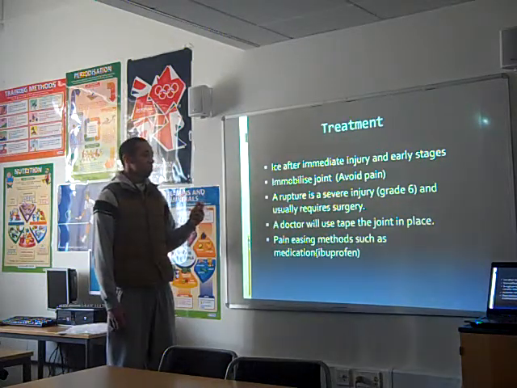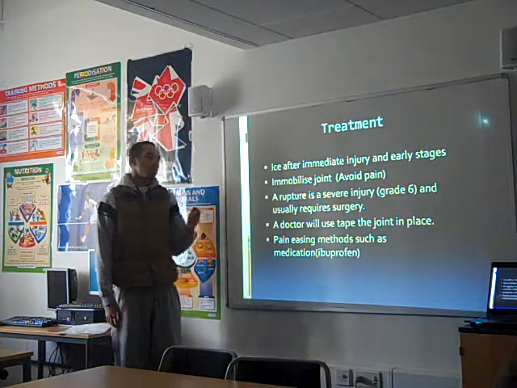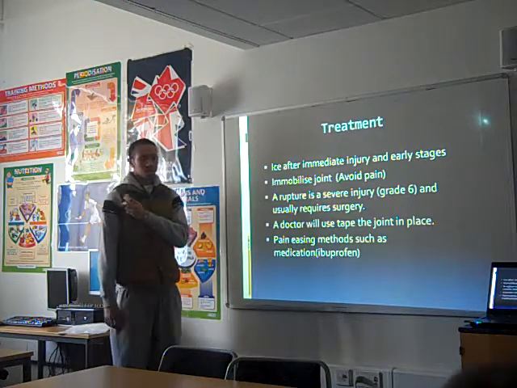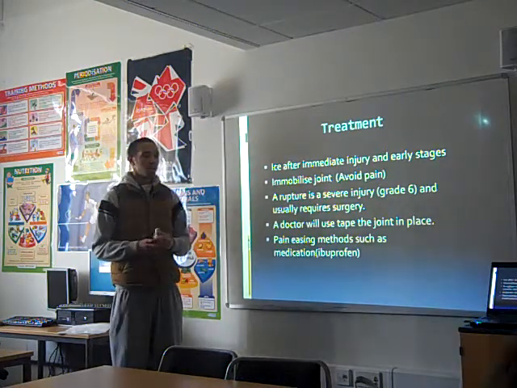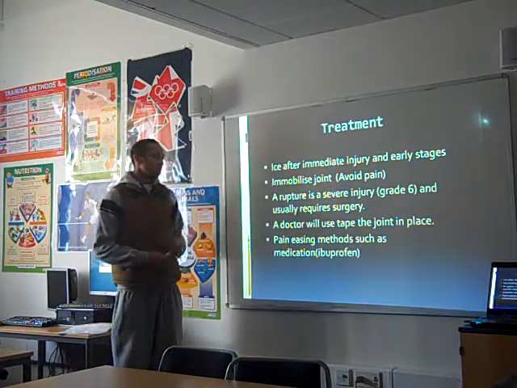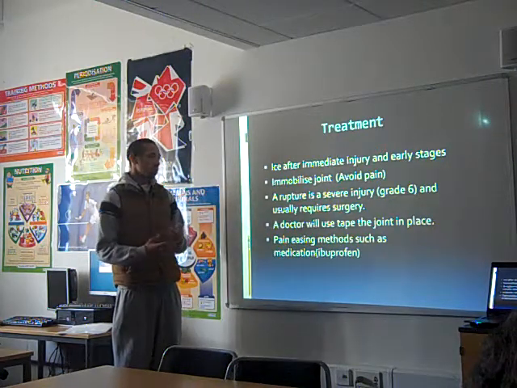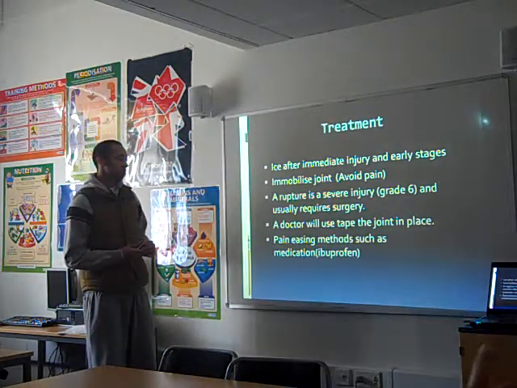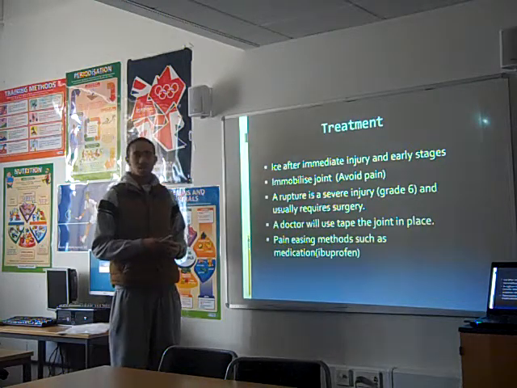The first stage for treatment is put ice directly on the joint after injury. With shoulder injuries, RICE isn't really a good way of treating it, because if you elevate it, it could cause greater damage to your shoulder. So it's best to immobilize the joint using a sling or something like that. A rupture is a very severe injury, and it usually requires surgery.